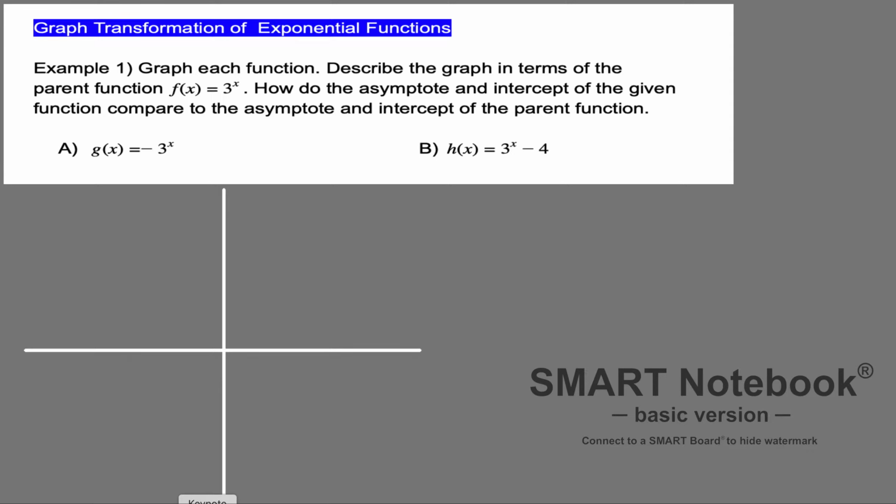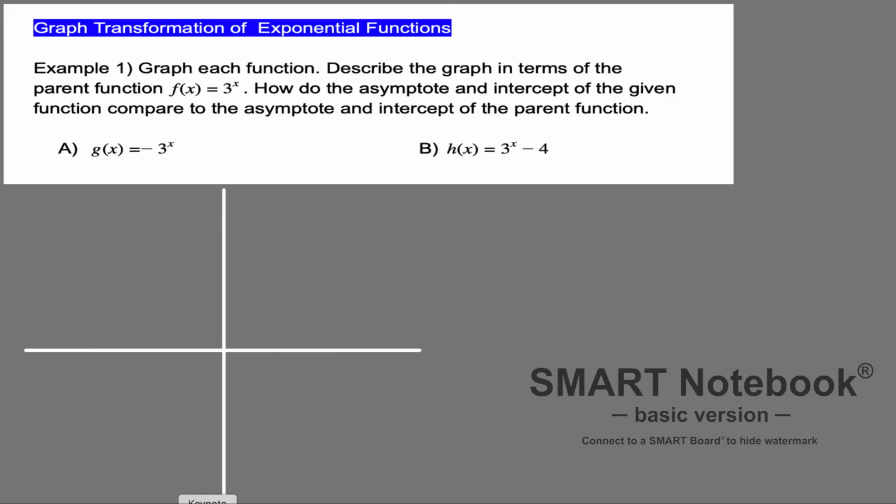Information of exponential function. Graph the function and describe the graph of each function; I have two functions here. Describe the graph in terms of the parent function f of x is equal to 3 to the exponent x. How do the asymptote and intercept of the given function compare to the asymptote and the intercept of the parent function?